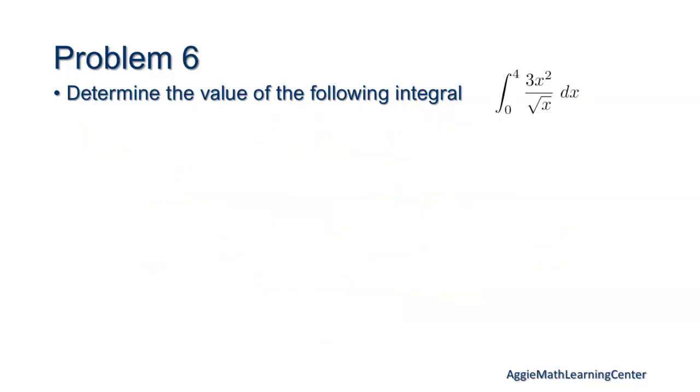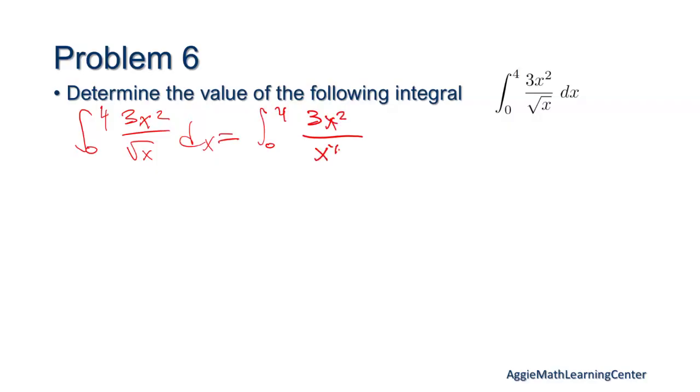We're asked to evaluate this, and I'm going to rewrite it so that I have space to the right of it. So we have the integral of 3x squared over the square root of x dx. Now, off the top of my head, I can't think of an antiderivative or something that has this as a derivative, but we can rewrite this in a way that's easier to do. We have an x squared and a square root of x in the denominator. We can write those both as x to powers. So we have the integral from 0 to 4 of 3x squared divided by x to the 1/2 dx.